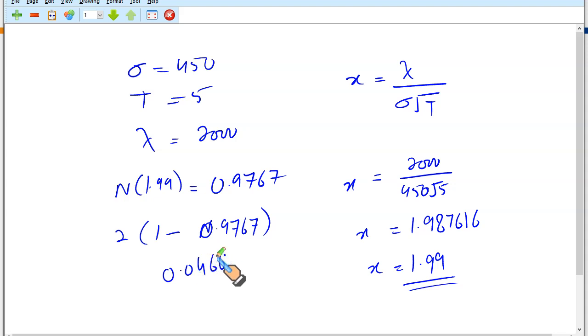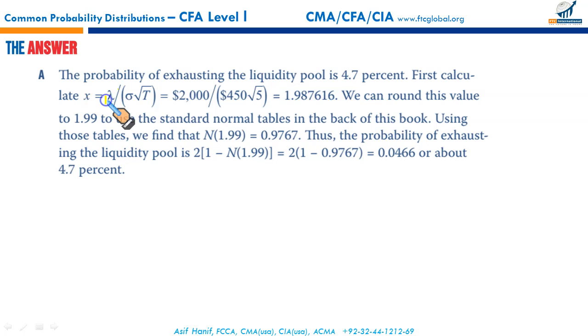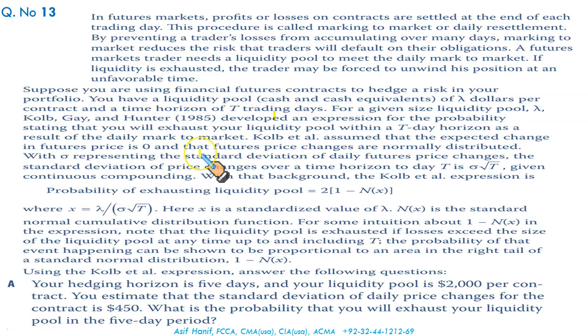So if you simplify this, your result will be 0.0466, which means with $2,000 as lambda, 5 days time horizon, and 450 standard deviation, there is a 4.66% probability that the liquidity of the pool would be exhausted, or 4.7 approximately. So you just simply need to plug in the numbers for lambda, standard deviation, T, look up whatever number comes in the Z table, and then plug the result into this formula. All is given. It's 2 times 1 minus N(x), and this is the formula to calculate x. That's as simple as that.